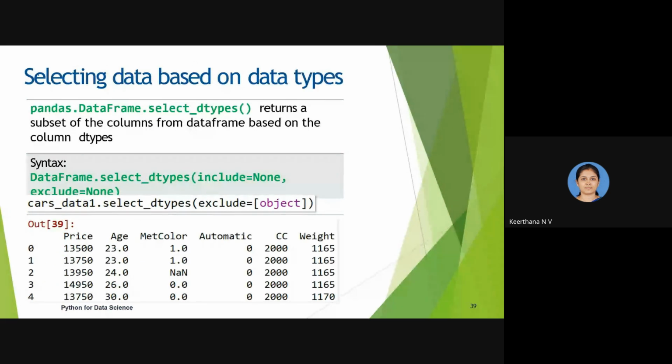Selecting the data based on the data types. Based on the data type, I can exclude other data types. Here my syntax is dataframe.select_dtypes(include=None, exclude=None). It means that you can include or exclude the data types. Here in select_dtypes I have to exclude the object. Object means it will exclude the object data values and print the other data values. My output will be like this.